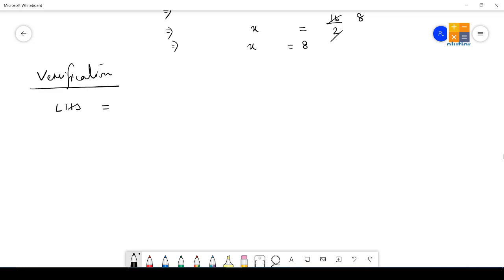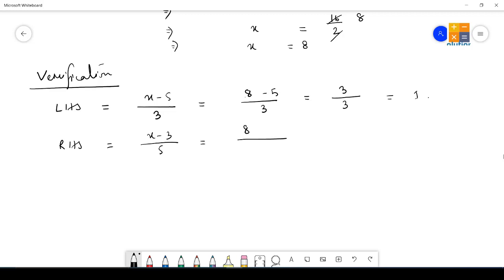LHS. Starting with the LHS, I get here x minus 5 by 3. That is equal to, in place of x, we can put 8 minus 5 by 3. So after this, what do I get? 8 minus 5, the result comes as 3 divided by 3, that is equal to 1. While on the right hand side, I get x minus 3 divided by 5. In place of x, I can put again 8 minus 3 divided by 5. In the numerator part, I get the result 5 by 5 is equal to 1.